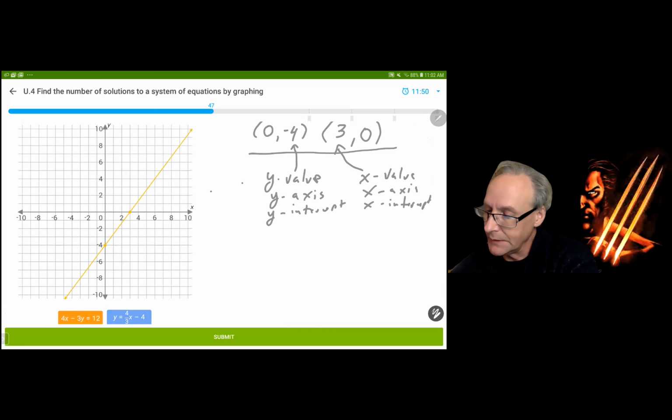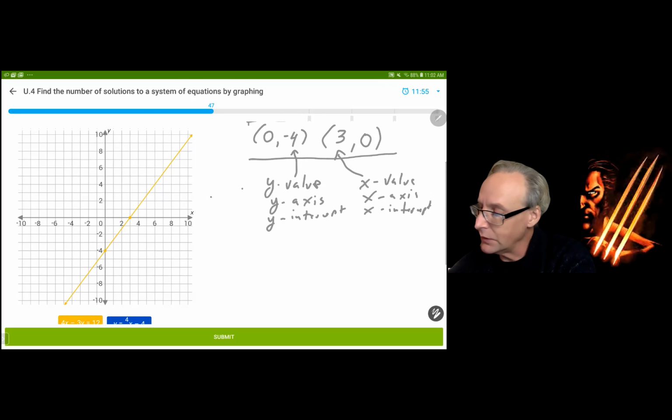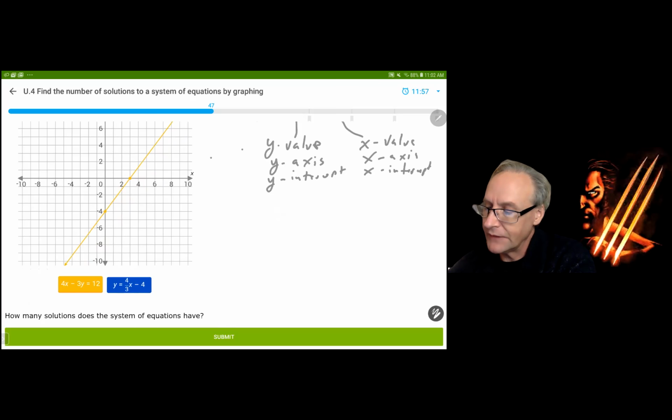Now I'm going to graph the blue one. Notice it also goes through (0, -4). If I choose a 0 right here, hopefully you can see my little pointer there. I don't know if it shows up, it's really small. So anyway, if I put a 0 in there, I get y equals -4. So my y-intercept is at (0, -4). Now I can count my slope. It tells me to go up 4, over to the right 3. Go up 1, 2, 3, 4, and to the right 1, 2, 3. And look where I end up.